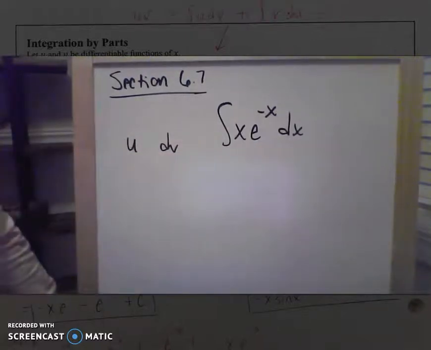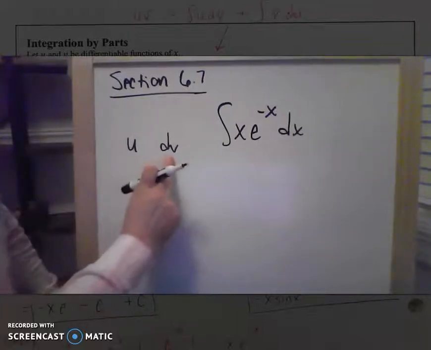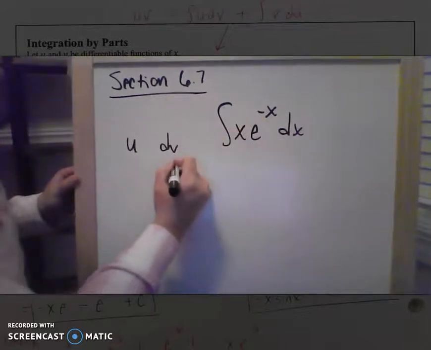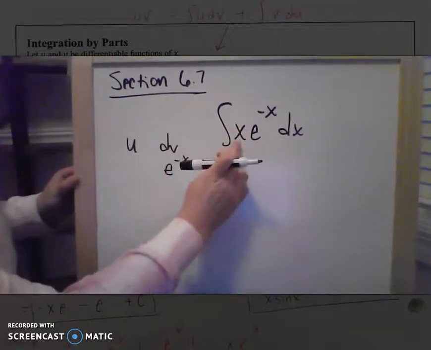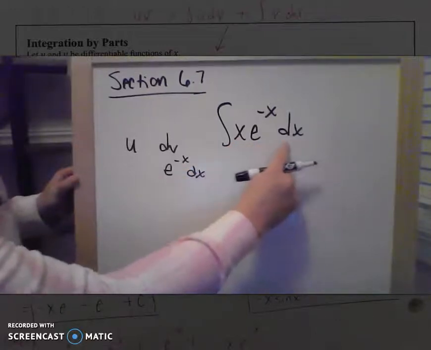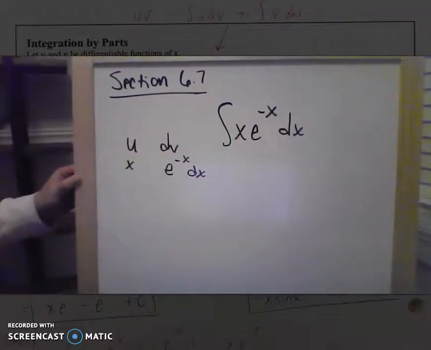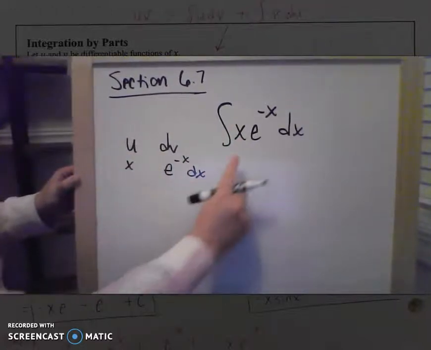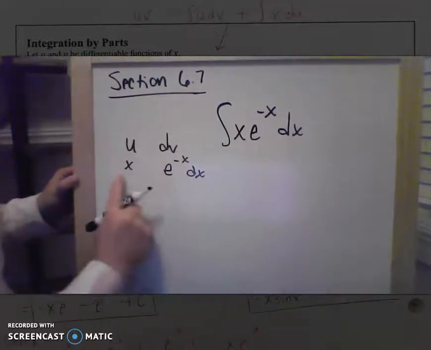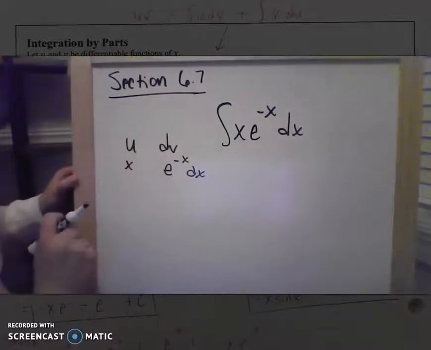So now in this suggestion it said make the more complicated part the dv. So that's what we're going to do here. E to the negative x dx, let's make that the dv, and we'll make just x the u. Now everything that's here has to be what's behind that integral, which it is. That's the left side of the formula that we're doing right now, the integral of u dv.